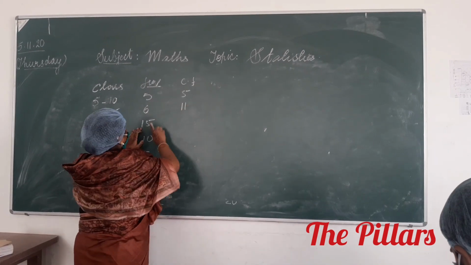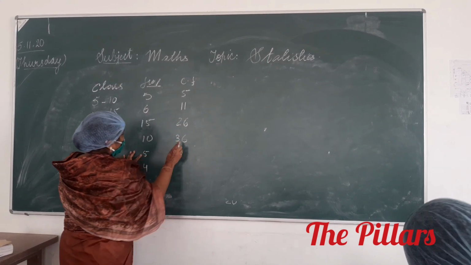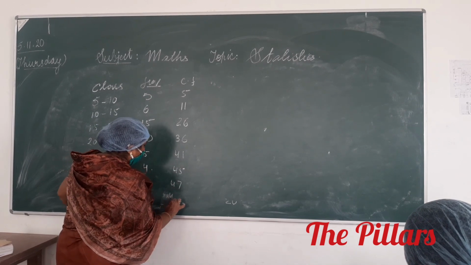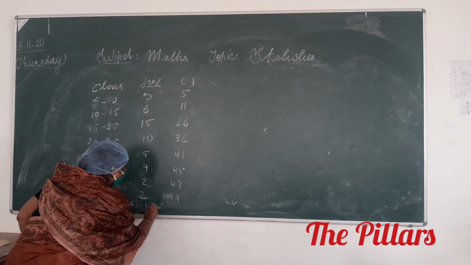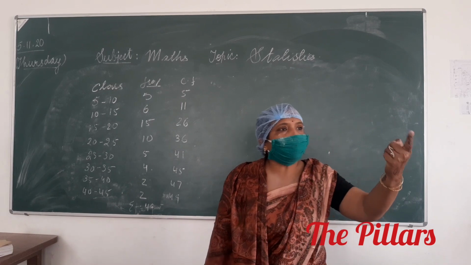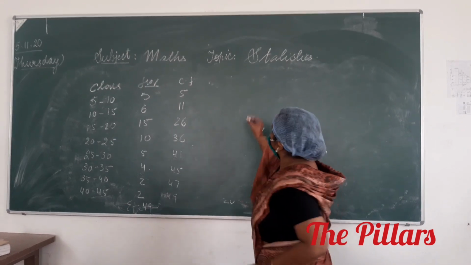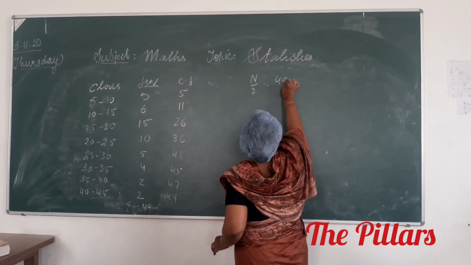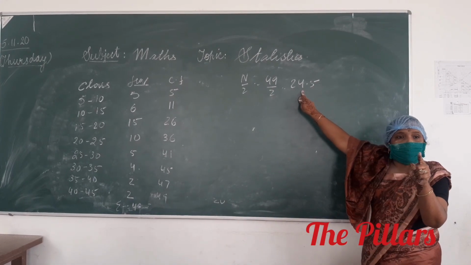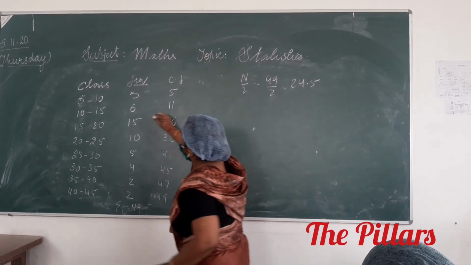Taken out? Yes, ma'am. 15 plus 11 is 26. And this is 36. And this is 41. This is 45. This is 47. And this is 49. It means your sigma f will be also 49. What is the next step? N by 2. What is it? Sigma f. So N by 2 is 49 by 2, 24.5. More than 24.5, under which column? Cumulative frequency. This one. So this is the median class.